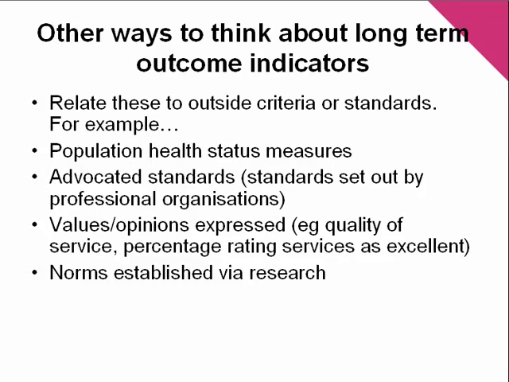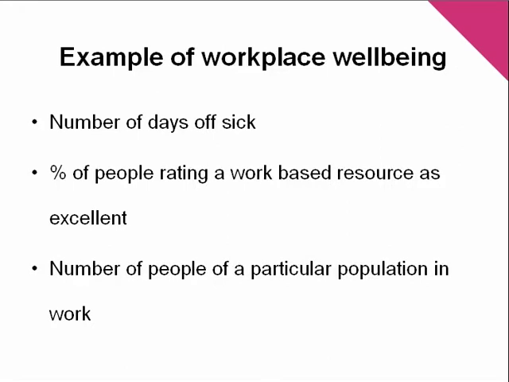There are different ways to think about the long-term indicators, and one way is to think about them in terms of outside criteria or standards such as population health or standards set out by professional organisations or values or norms established via research. Examples for workplace wellbeing might be the number of days off sick, the percent of people rating a work-based resource that you've created as excellent, the number of people of a particular population in work.